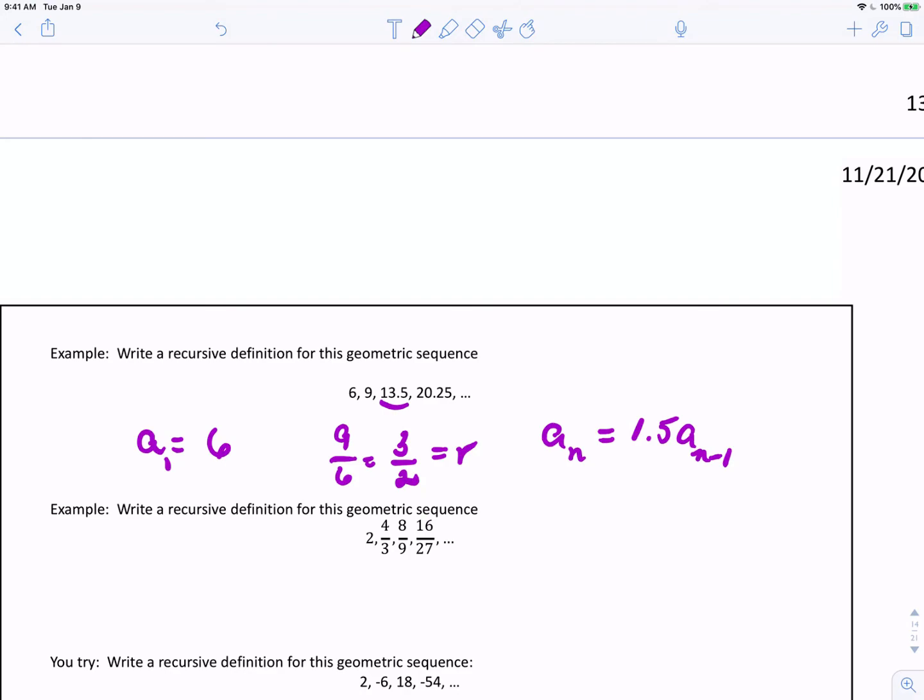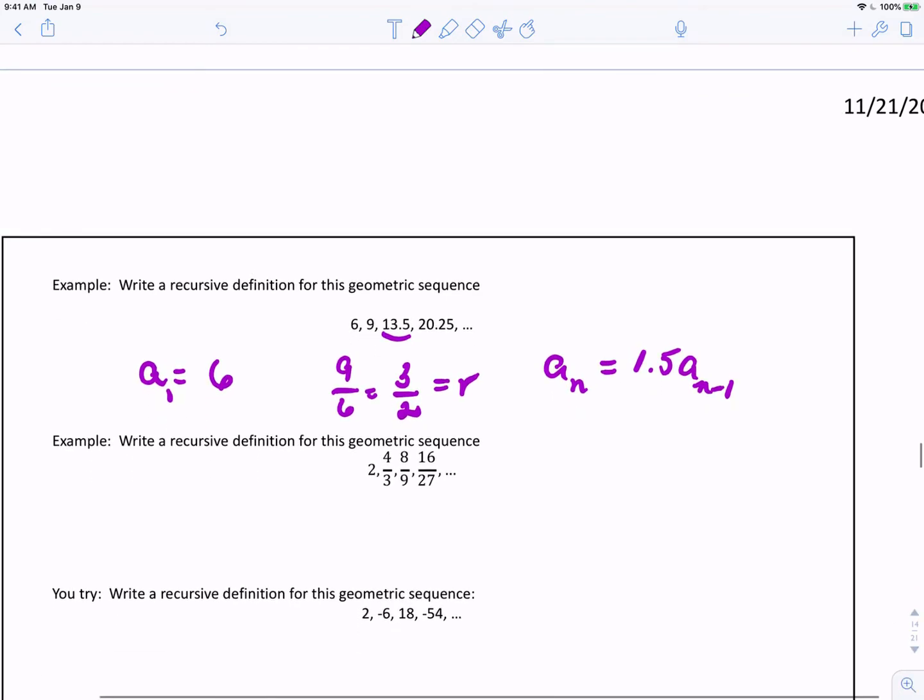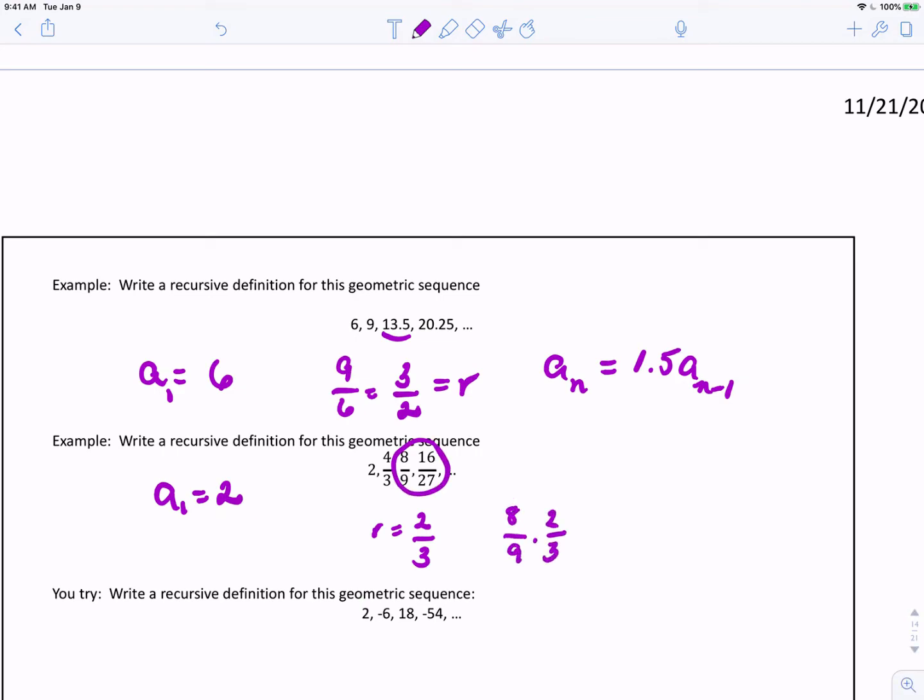Let's do one more together. Write a recursive definition for this geometric sequence. All right, so a sub 1 is 2. And now we have to see what we are multiplying by each time. It might be easiest to look at these two. What am I multiplying 4/3 by to get 8/9? r would be 2/3. Let's just make sure it works for the next pair. If I take 8/9 and multiply it by 2/3, we do get 16/27. So good, r is equal to 2/3. And so the recursive definition would be a sub 1 is equal to 2, and a sub n, the nth term, is equal to 2/3 times the one that came before it.